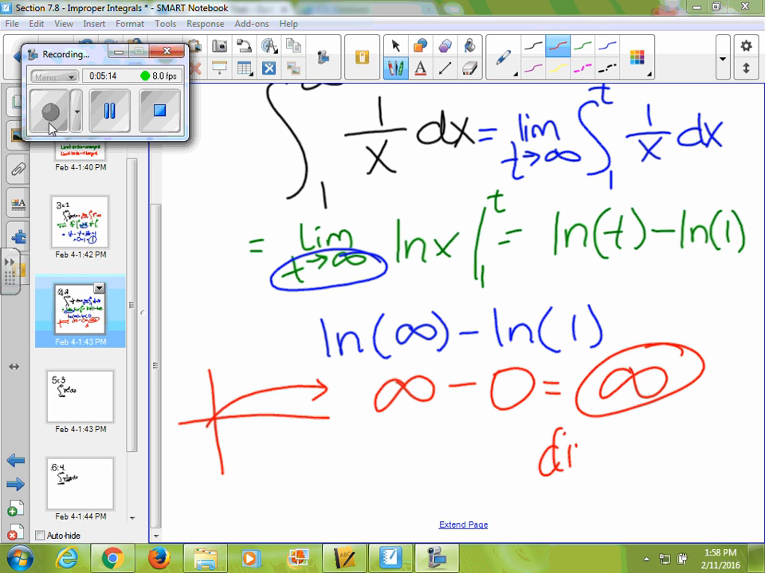So we would call this a divergent integral because it just goes towards infinity. It doesn't exist. Okay, so any questions on 2? Pretty straightforward.